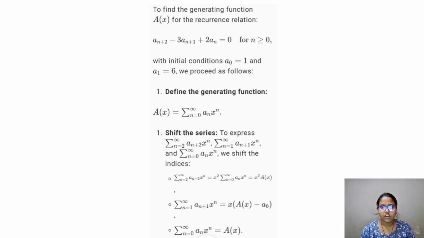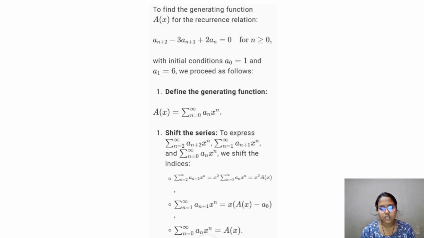Shifting the series to express sigma n = 0 to infinity a(n+2) x^n, sigma n = 1 to infinity a(n+1) x^n, and sigma n = 0 to infinity a(n) x^n, with shifting the index. So here is the next step.